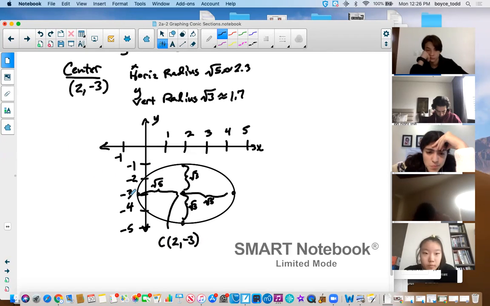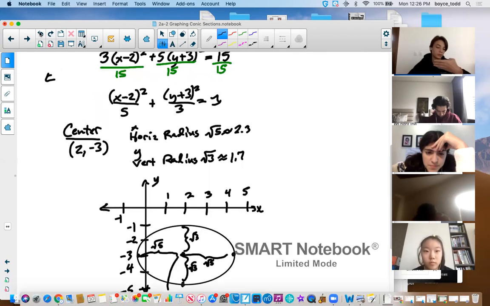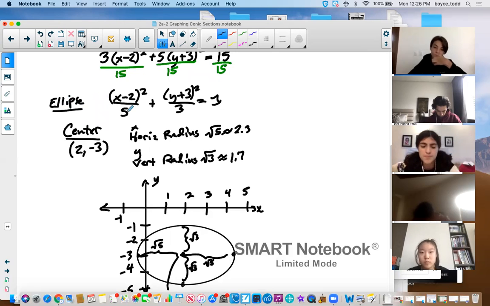All right, so when you do one of these problems, you want to get it into the factored form of whatever shape it is. You're only going to have 3 choices. It'll be circle, ellipse, or hyperbola. And then you want to write it out. Okay?